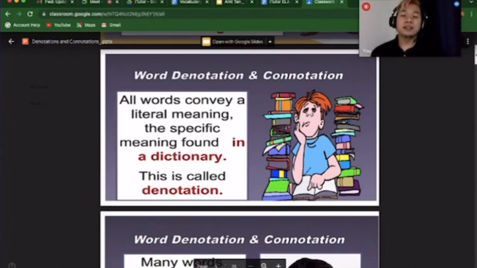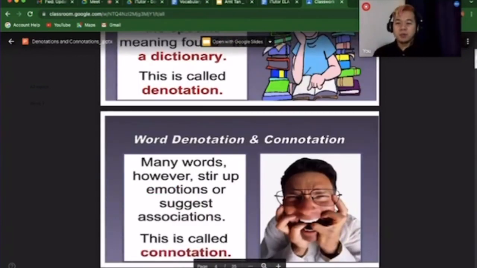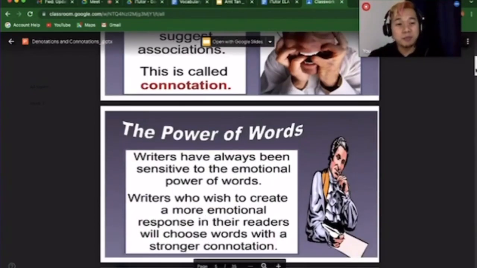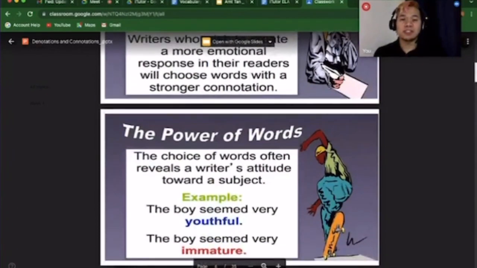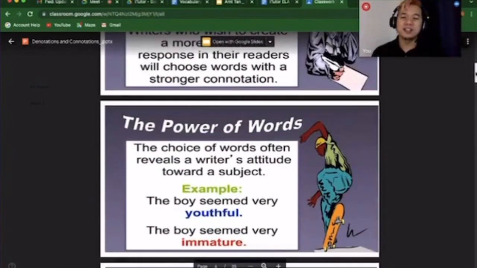When you say the dictionary, like what you see on Webster, what you see on the online meaning of it, therefore, we call that one denotation. Next, many words, however, stir up emotions or suggest associations. So when we put emotion to it, then we call that one connotation. Our main focus today is basically on the power of words based on connotation and denotation. So let's look at this.